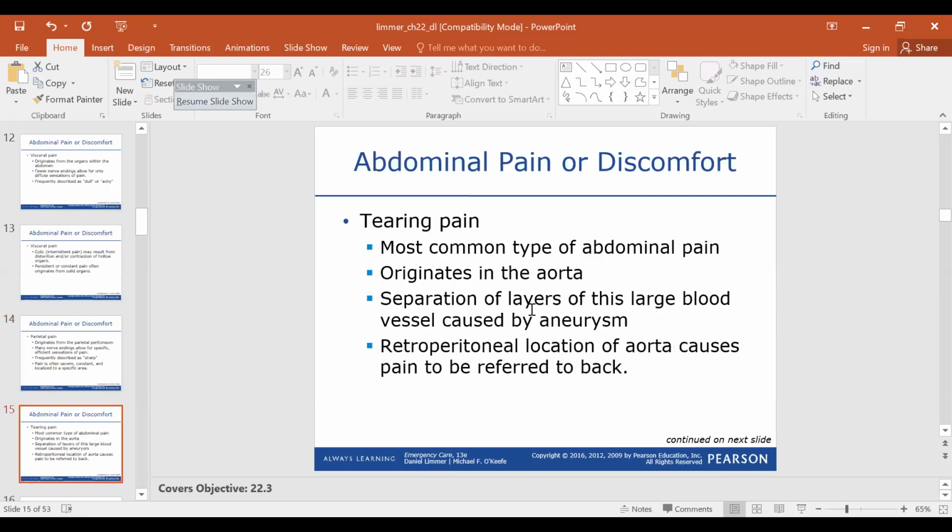So tearing pain, we think about, let's see, James, you still there? James? Yeah. All right, what can you tell me about the aorta? The main artery. Yes, that's the main artery that comes from your heart from the left side and feeds the rest of your body with blood and oxygen.